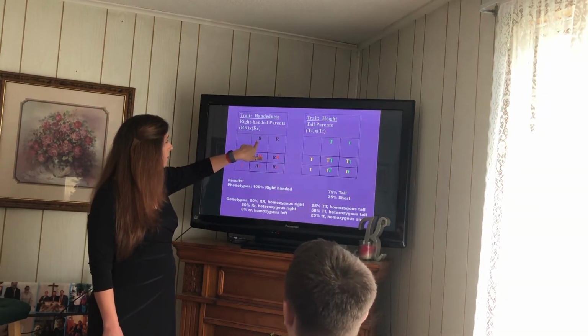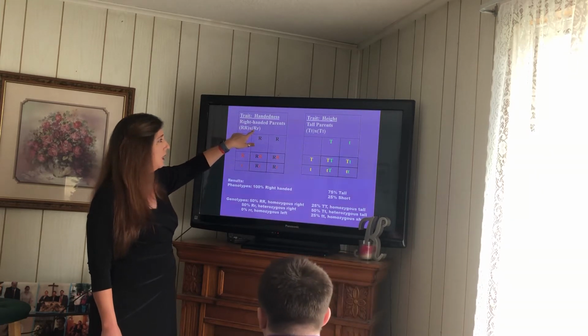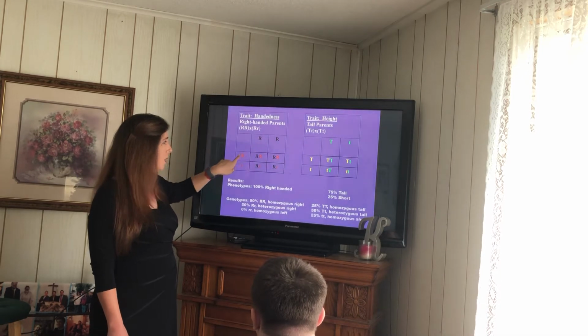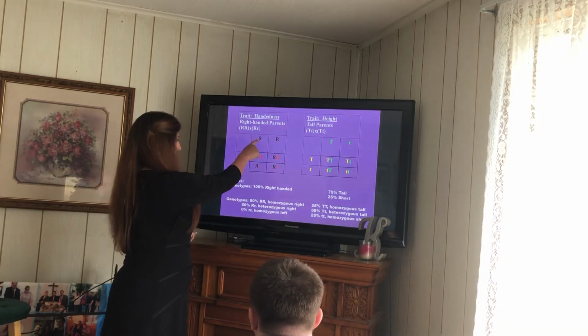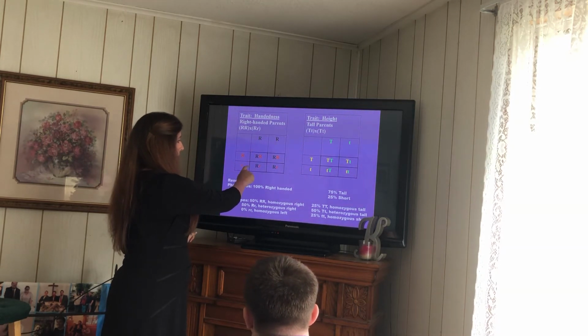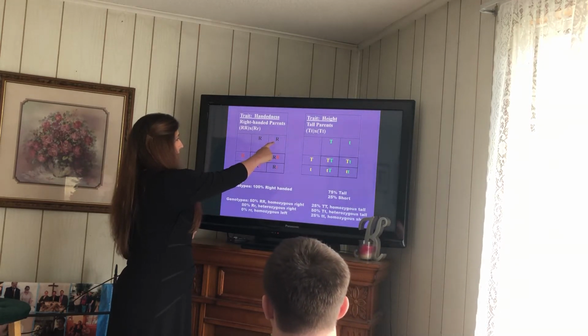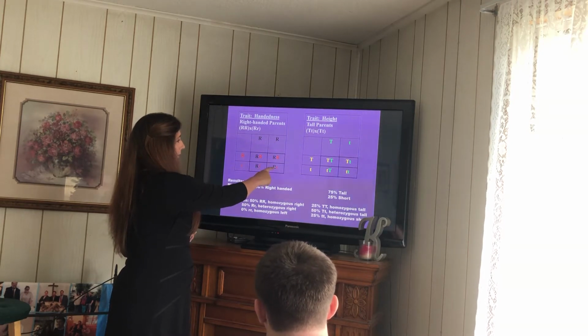So for right-handed parents, 2 dominant and 1 recessive: big R, big R, big R, little r. And then we're just going to cross them. Big R, big R. Big R, big R. Or little r would be big R, little r. Big R would be big R, big R. Little r, big R would be big R, little r.